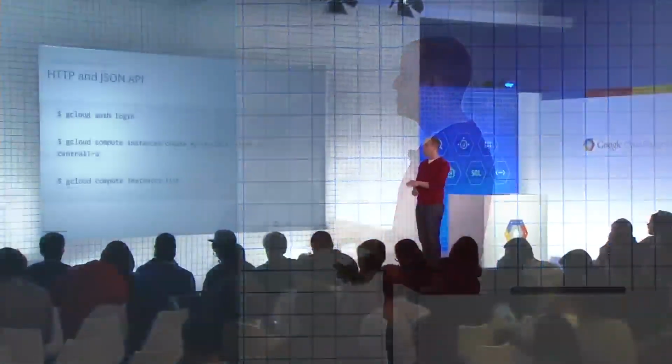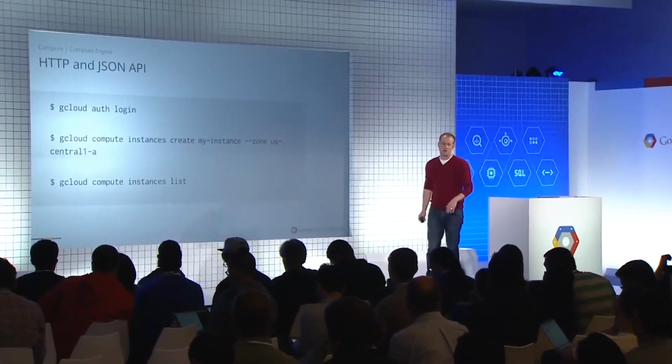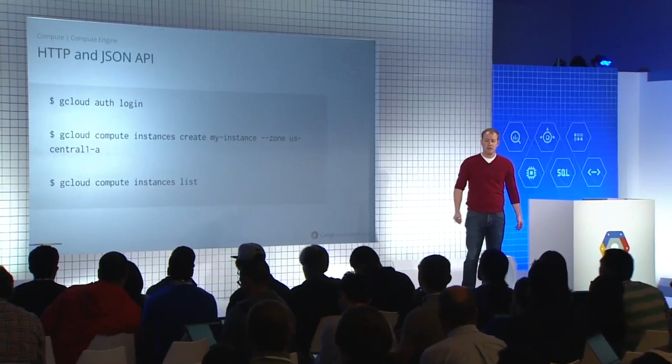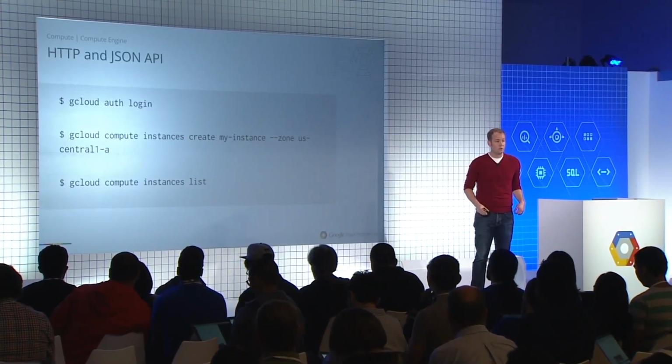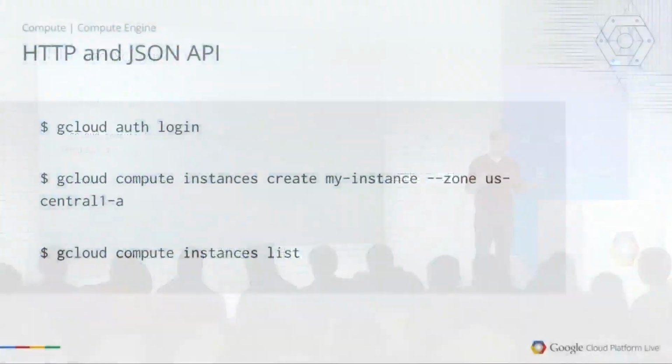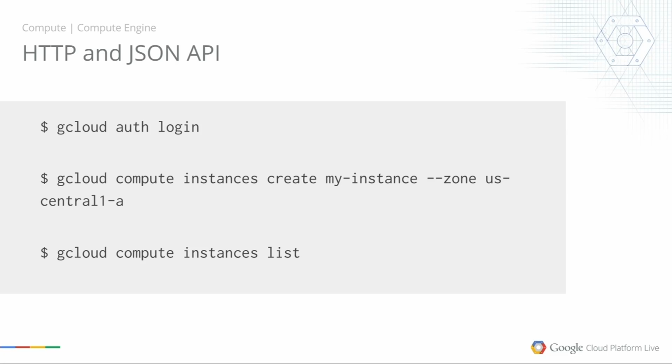And all management of Compute Engine is done through a nice, simple HTTP and REST API. And this is the same API that we use to build our Cloud Console and our Cloud SDK. So you are using the same interface that we do in order to spin up virtual machines on your behalf. So this is a quick little example of what you would do to spin up a VM. You would go and authenticate with us. We'll do a little OAuth handshake.